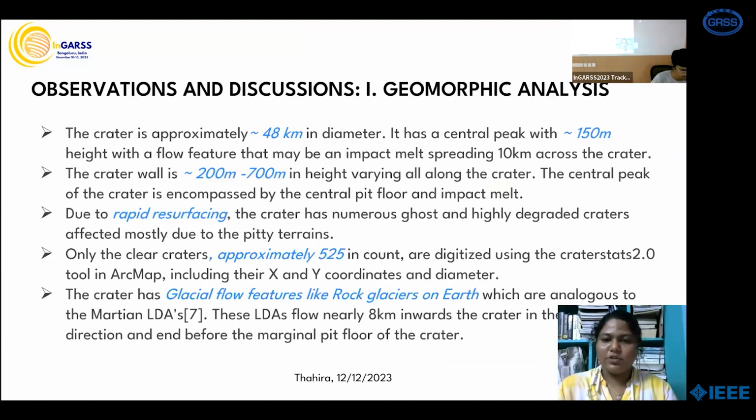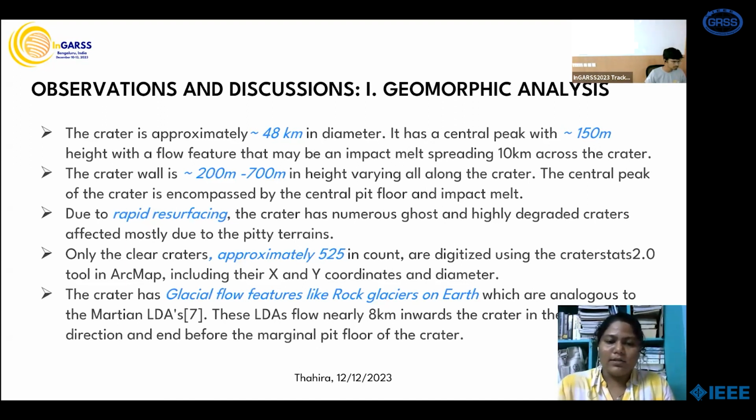So these are the observations and discussions regarding the geomorphic analysis. As I said before, the crater is approximately 47 to 48 km in diameter. It has a central peak 150 meters in height, and it has impact melt spreading 10 km across the crater. The crater wall varies from around 200 meters to 700 meters in height. The central peak is encompassed by the pit floor and impact melt, and this crater is subjected to rapid resurfacing, which can be guessed from the numerous ghost and highly degraded craters affected due to the pitted terrains.